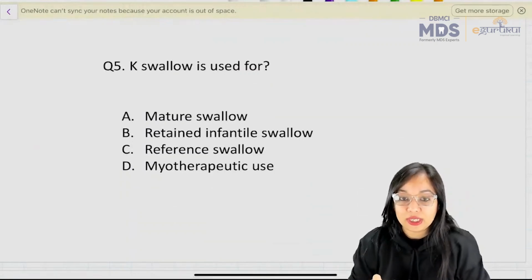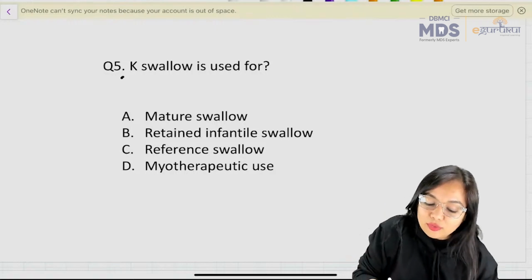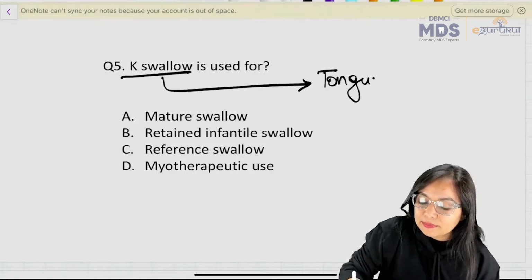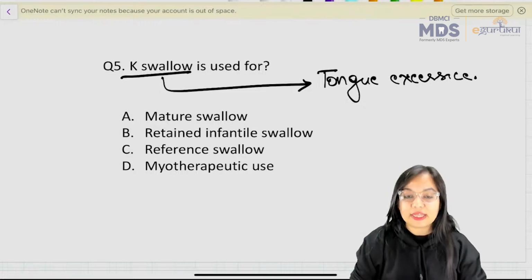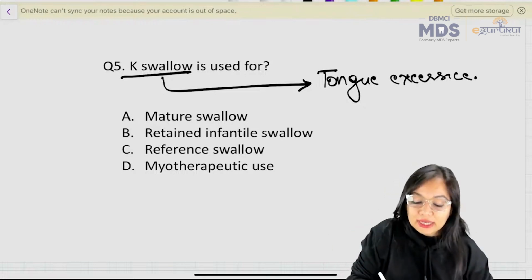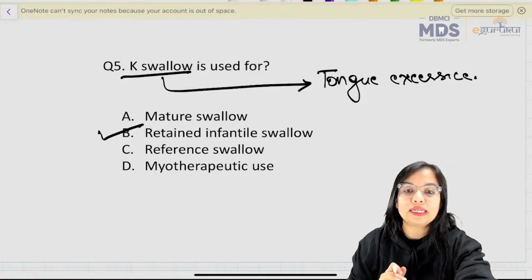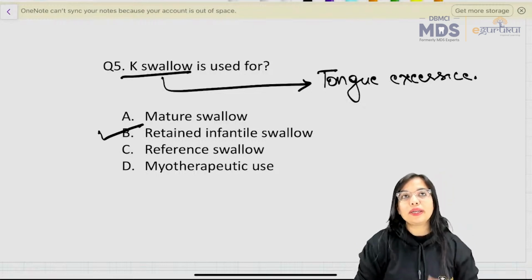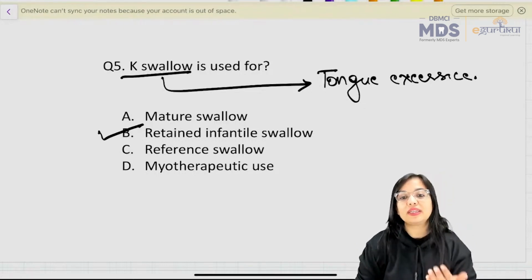The next question here is, what is K-swallow used for? So K-swallow is a kind of an exercise. It is a kind of a tongue exercise, which is used for treating retained infantile swallow. So the answer here is B, that is retained infantile swallow. All right. So what exactly is a K-swallow exercise, also called a tongue strengthening exercise?